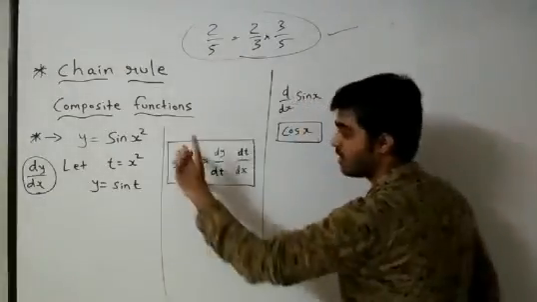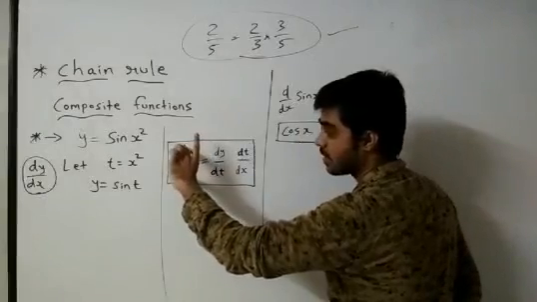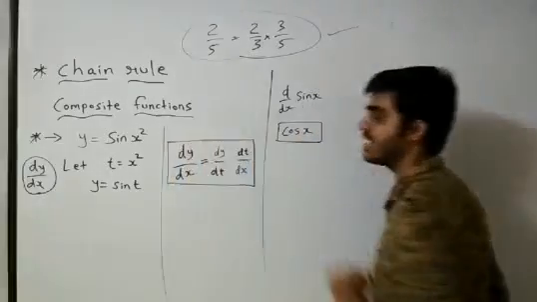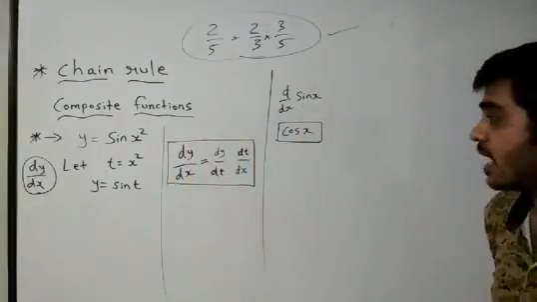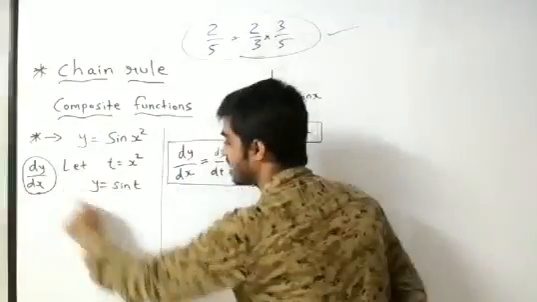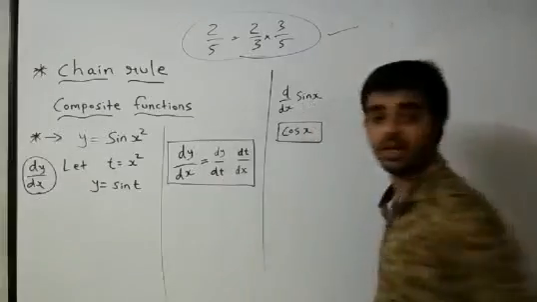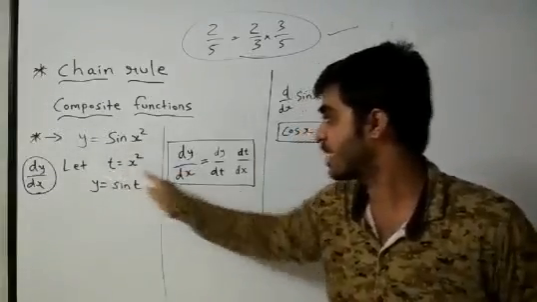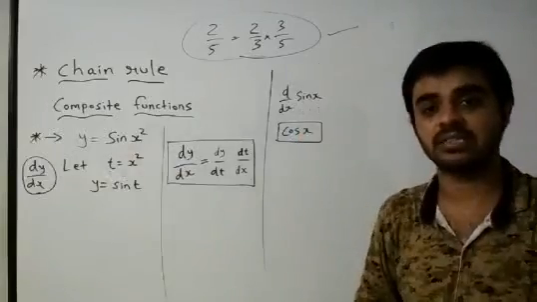Now we want to find dy by dx, but for finding that we will require dy by dt and dt by dx also. dy by dt, how we are going to get, we differentiate this function with respect to t, and dt by dx, so differentiate this function with respect to x, so we will get this answer.